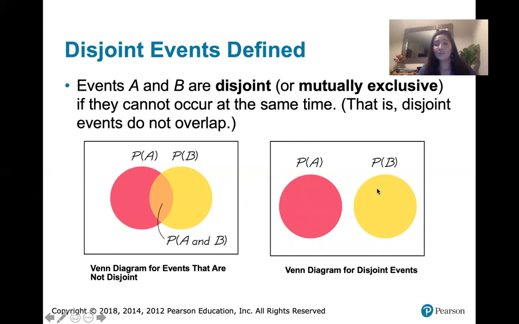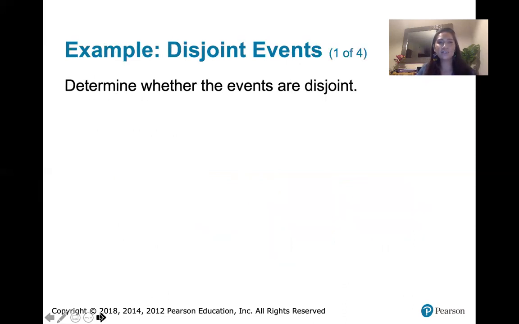Now, if there is no overlap, if all of the ways that event A can occur are in this circle and all of the ways that event B can occur are in this circle, we say there's no overlap, they have nothing in common, except for the fact that they belong to the same universe. And those are disjoint events in this case on the right. So let's look at some examples. In these examples, we're going to try to determine whether events are disjoint, or we might say whether events are mutually exclusive. Remember, those are two different ways of saying exactly the same thing.